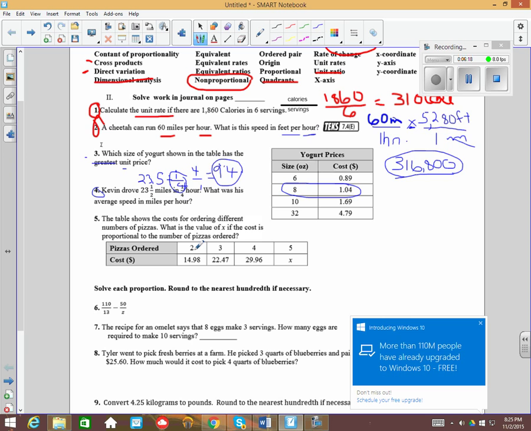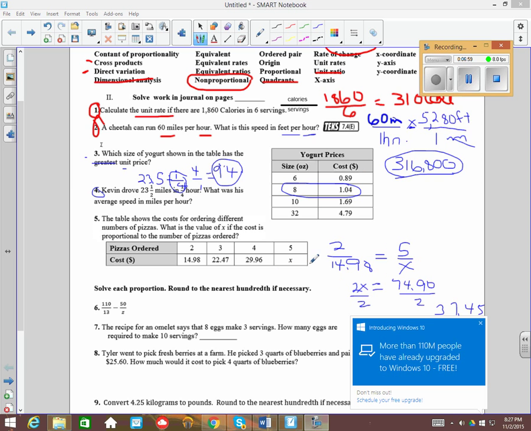So if 2 pizzas is $14.98, and 3 pizzas is $22.47, 4 pizzas is $29.96, and then 5 pizzas is X. If you want to find out what X is, you can take any of the numbers, and you have 2 over $14.98 equals, because it's proportional, 5 over X.